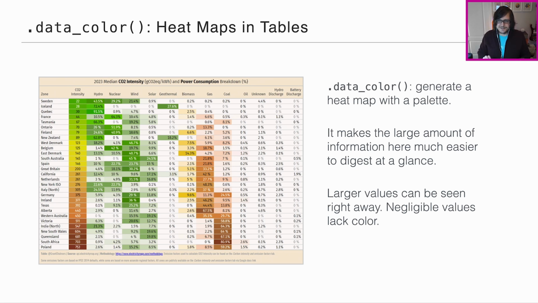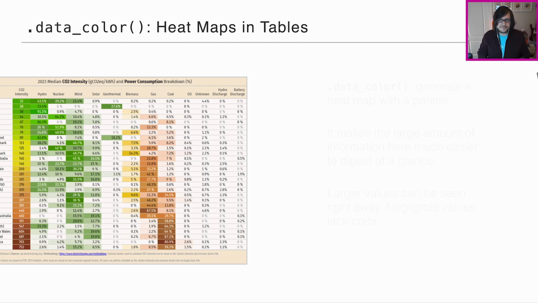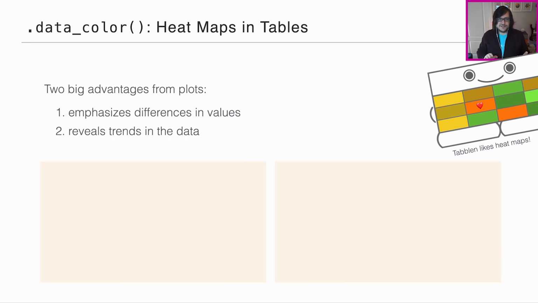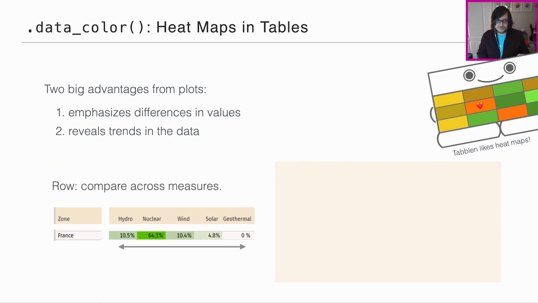So that's quite nice to see and really easy to parse. So the big two advantages we take from plots in tables with this are emphasizing differences in values and revealing trends in the data. So let me just show you. In a row, for instance, you can compare across measures, right? So you're just looking at the France row. You can see what energy mix there is right away, just by scanning back and forth.